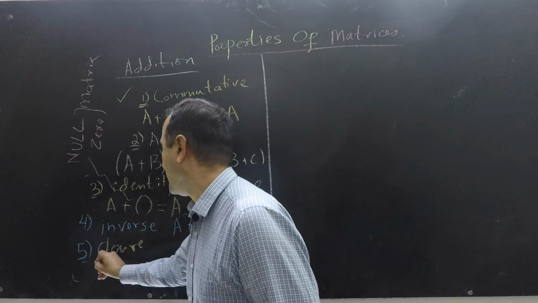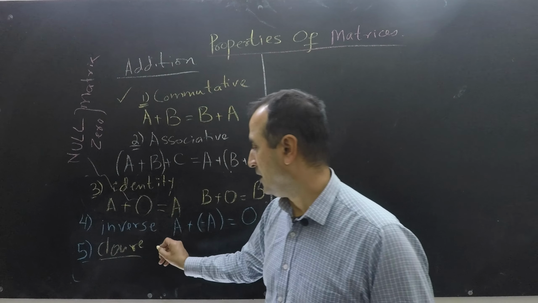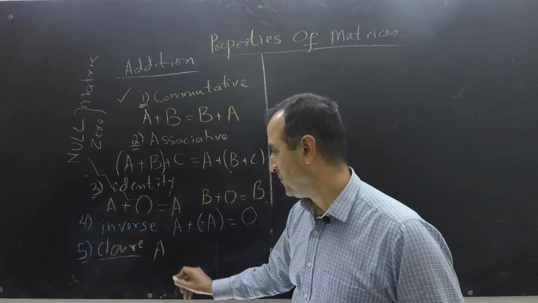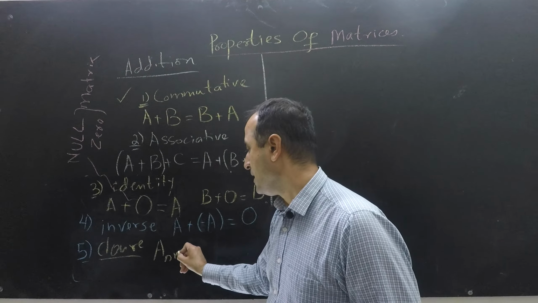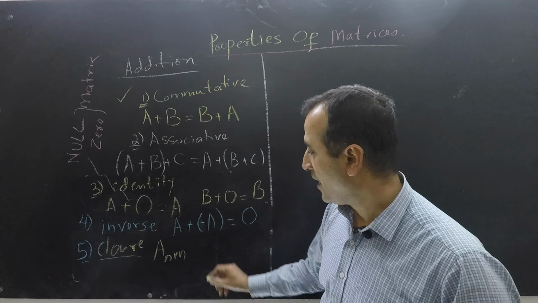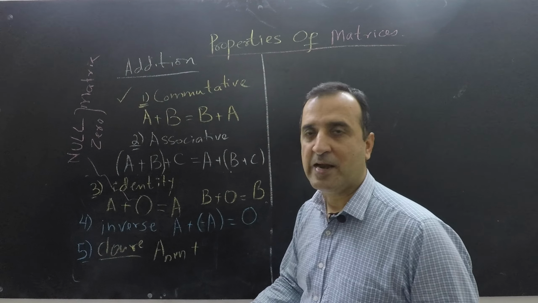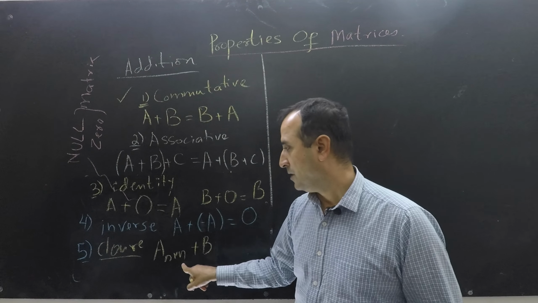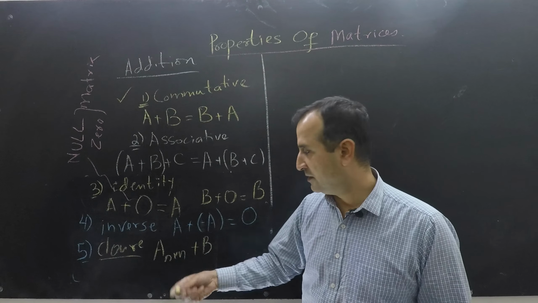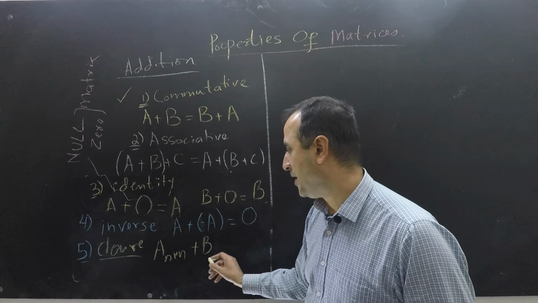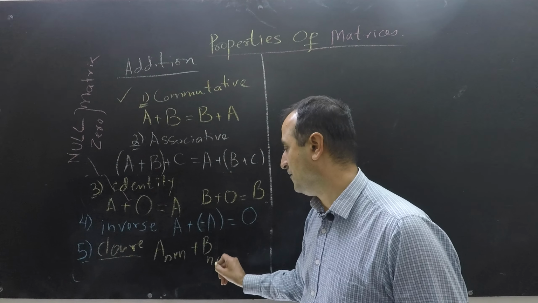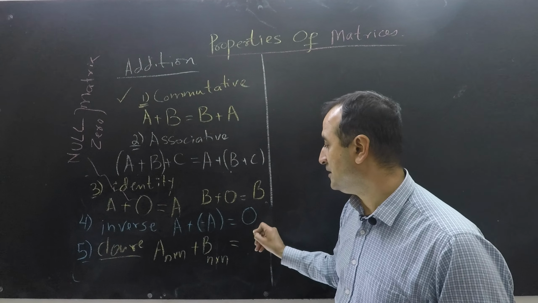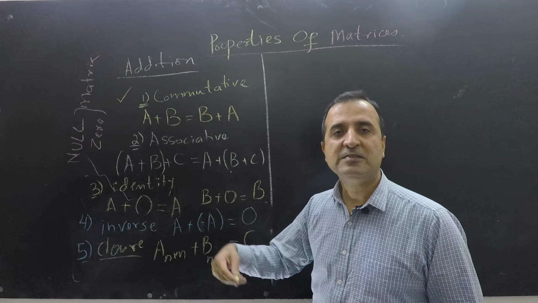Closure property implies that, let's say we have a matrix A which has a dimension of n by n. That means it has n rows and n columns, and we add it to another matrix B. Obviously for addition the dimensions should be the same. So B will also have n rows and n columns. Then our answer will be C, and C will also have the same dimension.